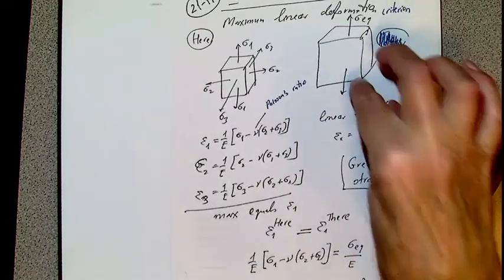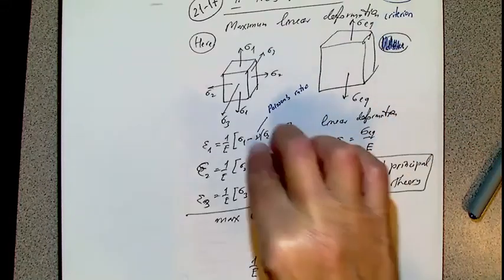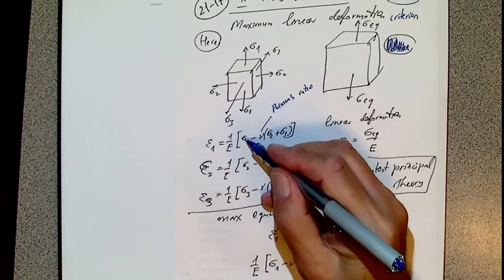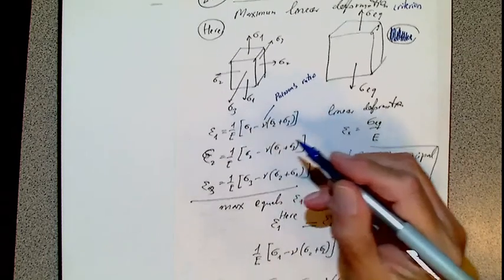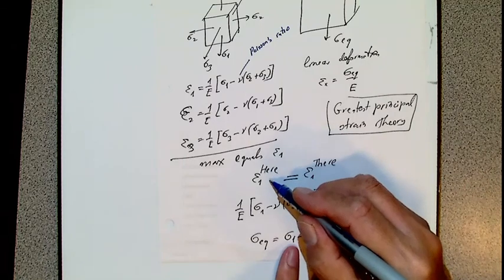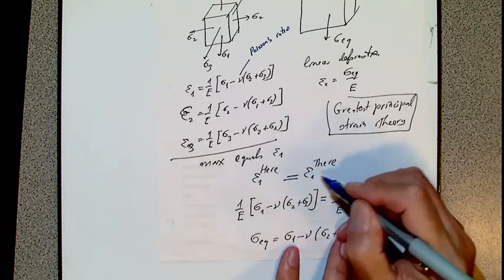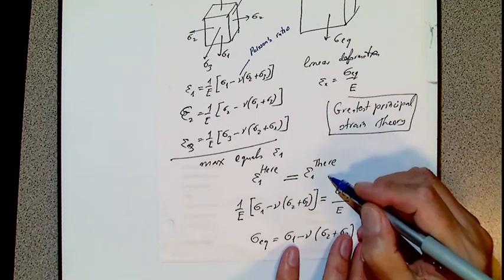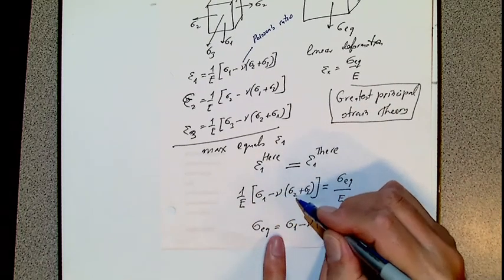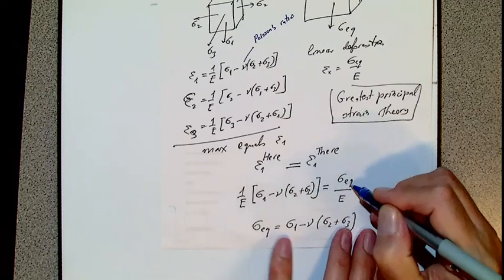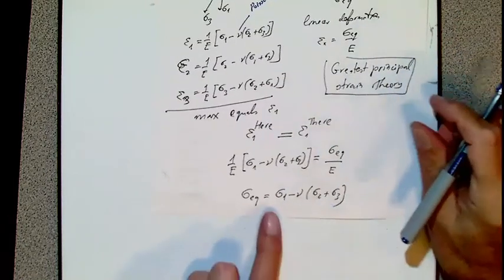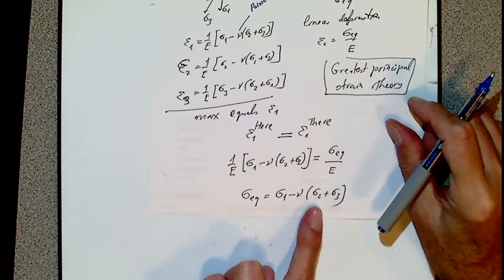So this value equals the maximum. Why? Because sigma 1 is the biggest. So maximum equals epsilon 1. So epsilon 1 here equals epsilon 1 here, the maximum. So 1 over E times sigma 1 minus nu times sigma 2 plus sigma 3 equals sigma equivalent over E. So sigma equivalent equals sigma 1 minus nu times sigma 2 plus sigma 3.